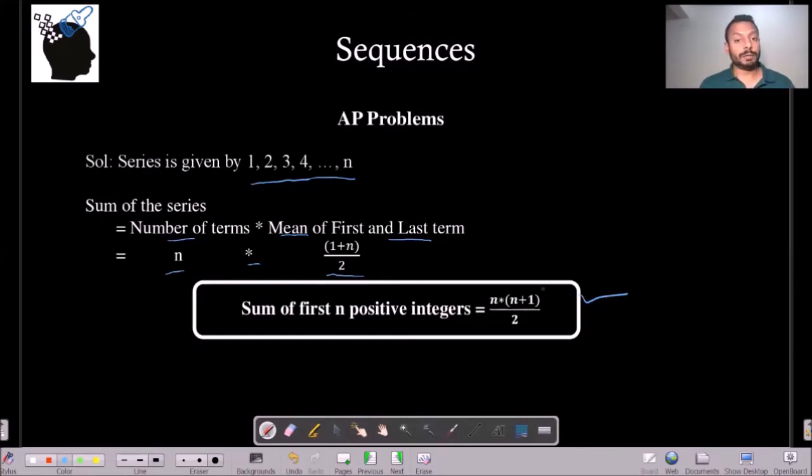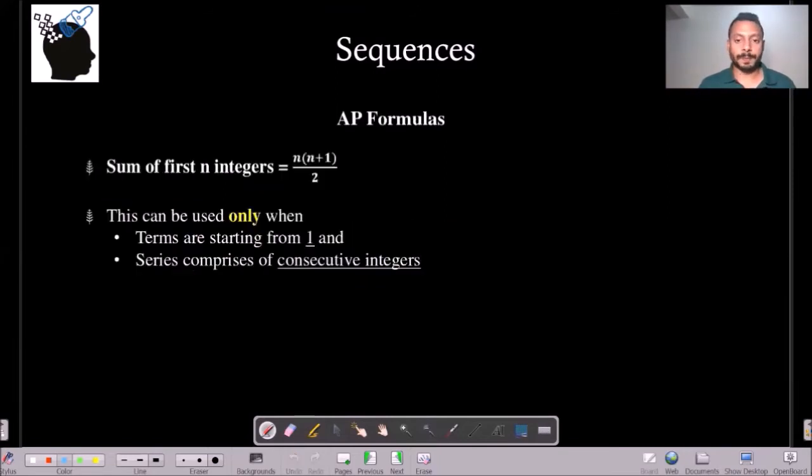Now this is also a general formula which you can use. Now what are the conditions when you can use this formula? So the sum of first n positive integers will be equal to n into n plus 1 by 2. Now this formula can be used only when the terms are starting from 1 and the series comprises of consecutive integers. So these are the two conditions which should be satisfied, then only you can use this formula.